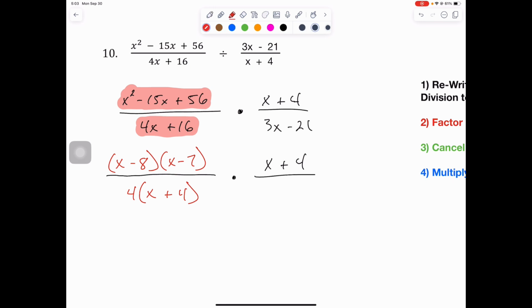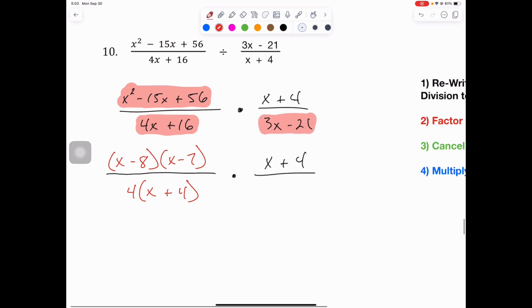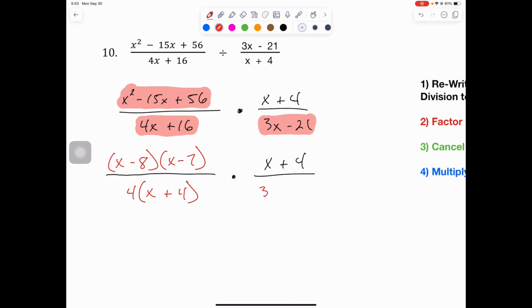But then we're going to take a look at 3x minus 21. Can we factor that? Yes, we can, again, by greatest common factor. We have a 3. 3x divided by 3 gives us 1x. Negative 21 divided by 3 gives us minus 7. All right, so step 2's done.